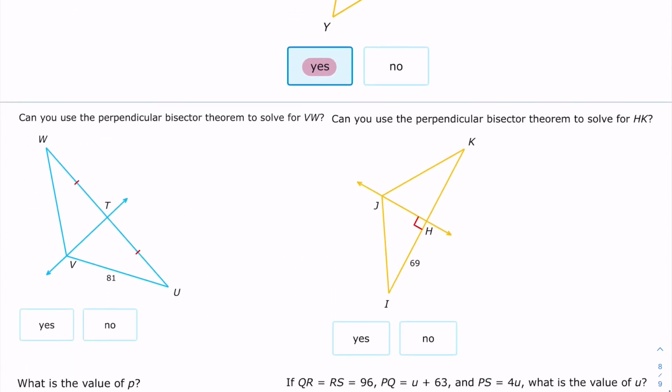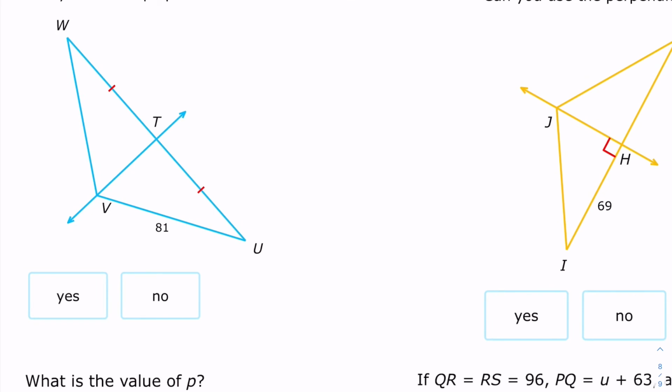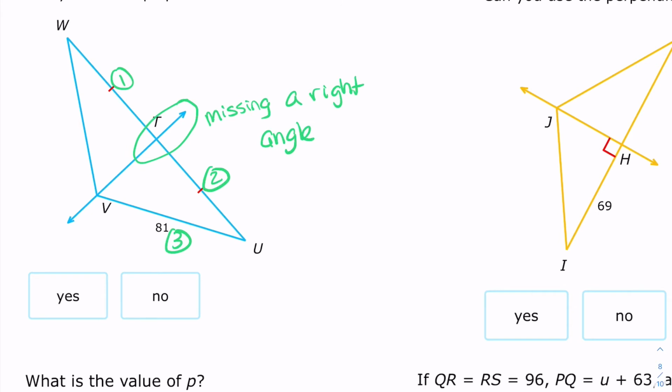All right, so let's do this one. Okay, we have 1 piece, we have 2 pieces, we have 3 pieces. What about, we're missing a right angle here? So the answer to this one is no. We have no idea what WV is because there's no right angle. If there was, we could clearly and concisely say that that is 81, but we're not positive.